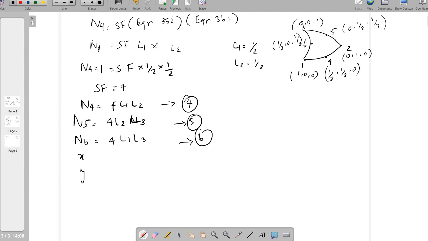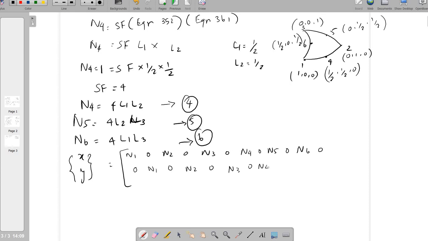So you can write the displacement equation in matrix form, with N1 to N6 in the rows, multiplied by the nodal coordinates x1 to y6. From this we can calculate the displacement. So this is the derivation for the 6-noded triangular element with natural coordinates.